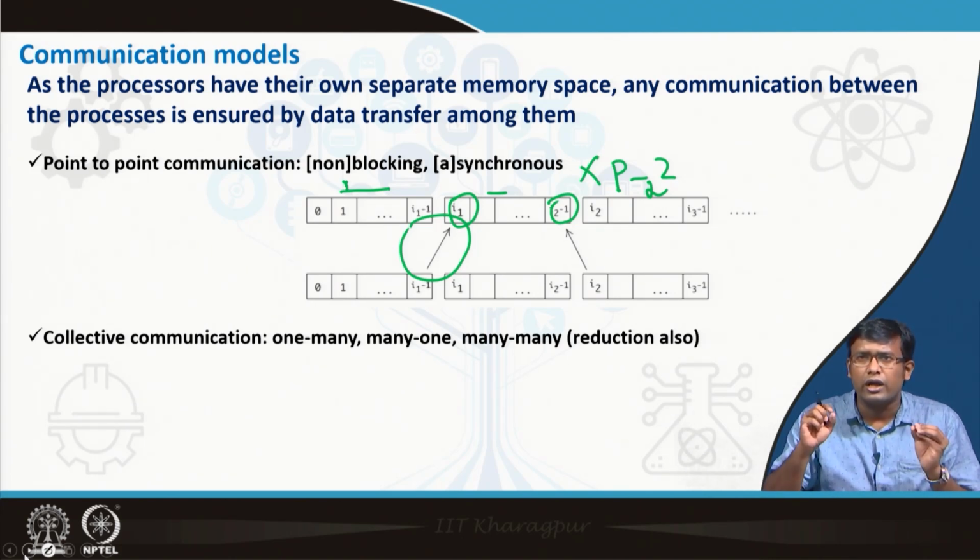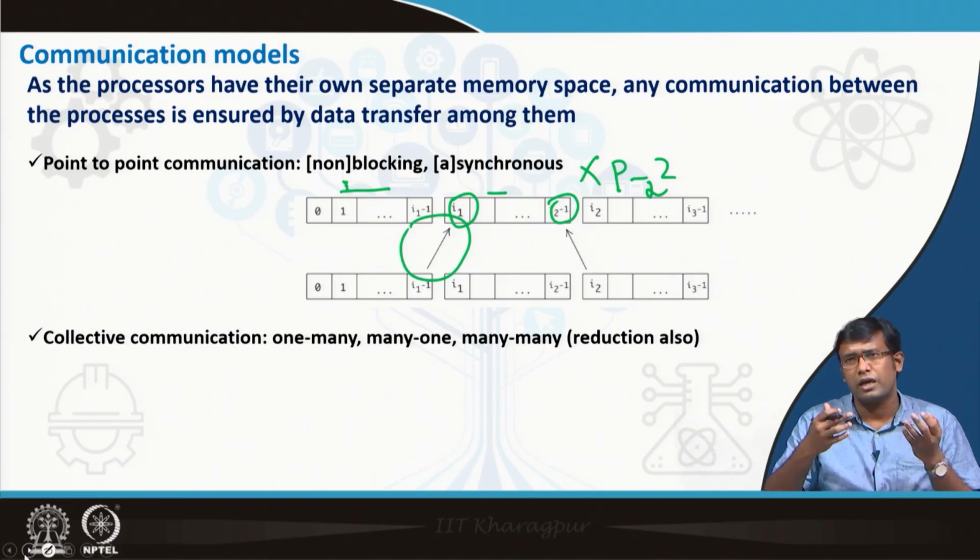So, this is not a transfer across two individual processors. This transfer is visible to all the processors and each processor gets the effect of this data transfer. So, this is called a collective communication.